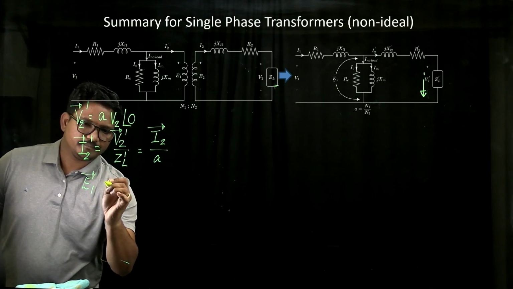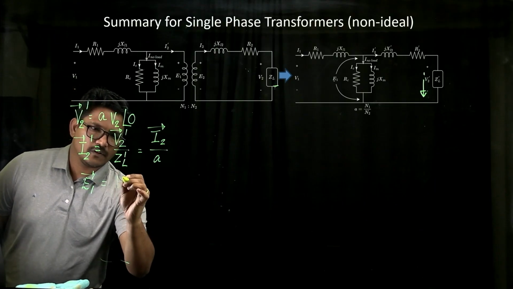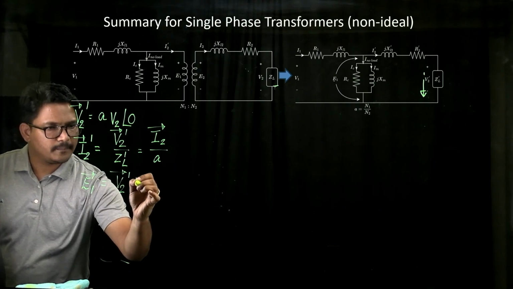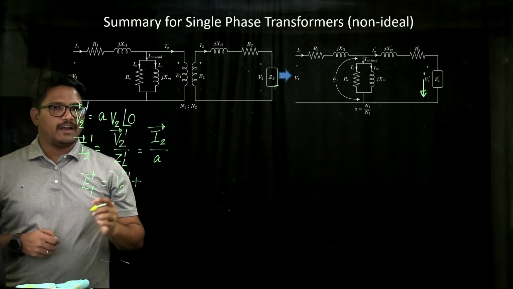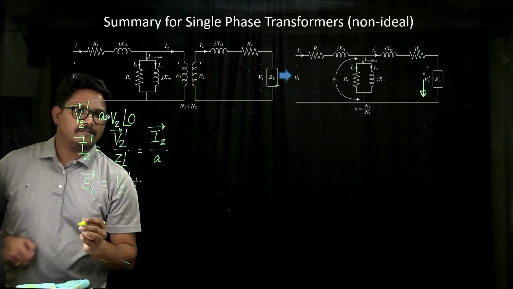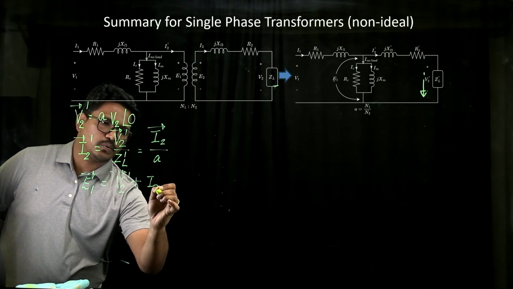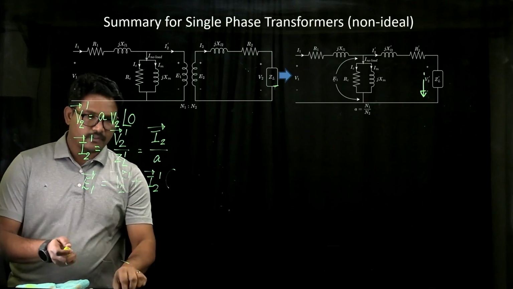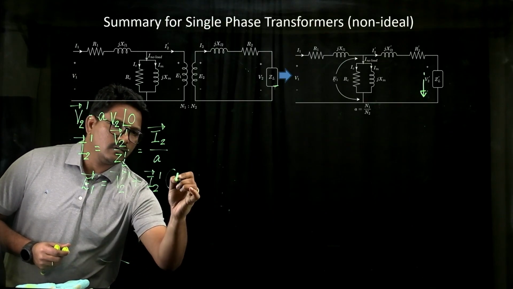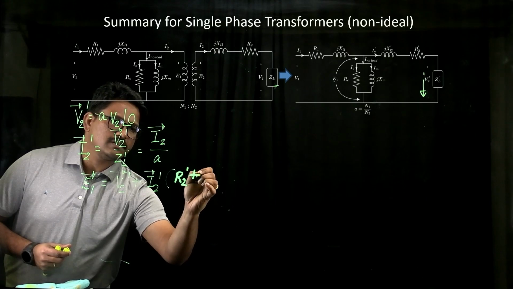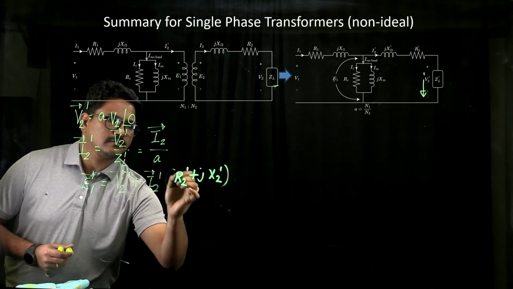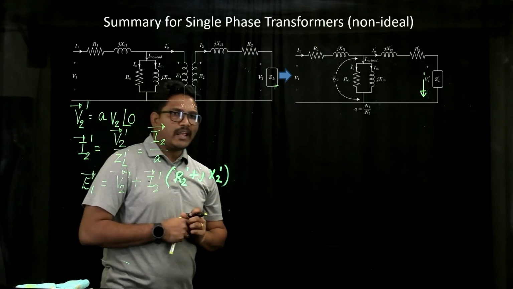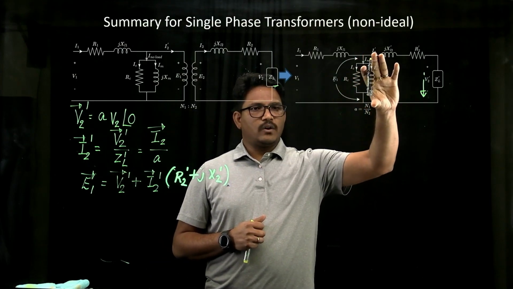Now E1 is how much? It is V2 dash, which is a vector, plus we have the drop across the resistance and reactance. That is, you have your I2 dash, a vector, multiplied by R2 dash plus jX2 dash. This will give us the value of your E1. Now, E1 is nothing but the voltage across these points.